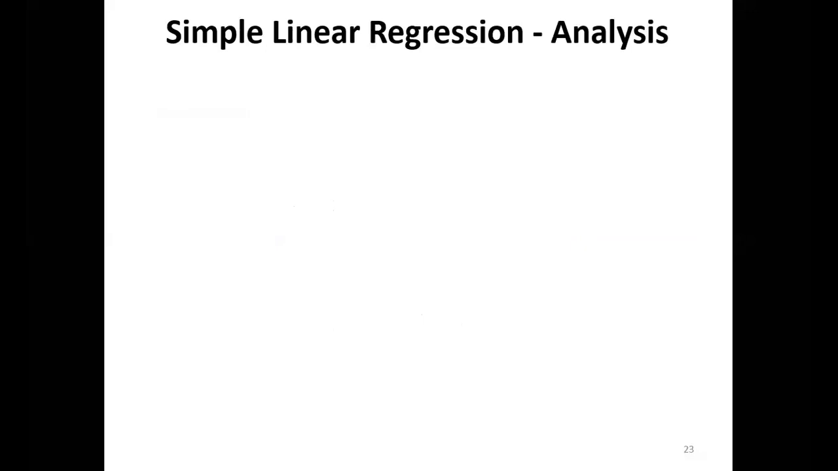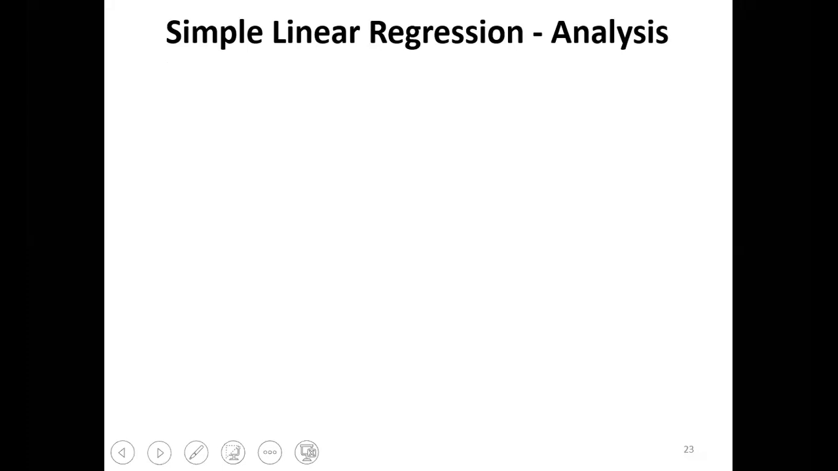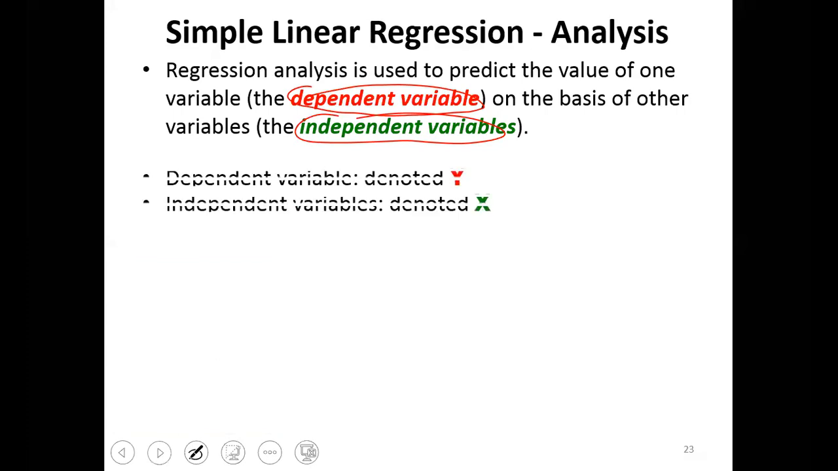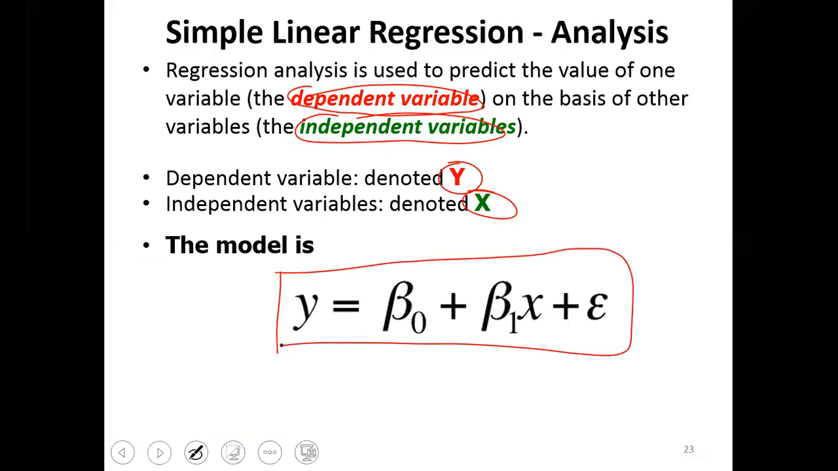So regression analysis. When you talk about regression analysis, we have two variables. One is called the dependent variable. The other one is called the independent variable. That we have already seen. The dependent variable is y, the independent variable is x. So when you are given a particular situation, you should be able to identify what is the dependent variable and what is the independent variable. This is the basic model which we have already seen last day.